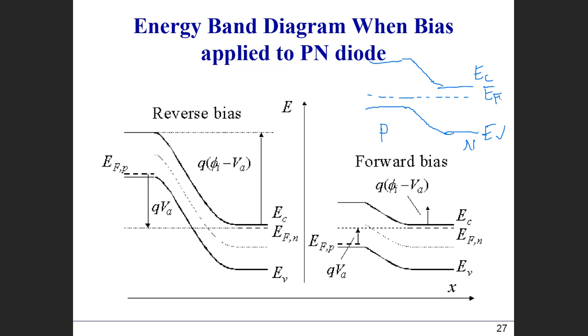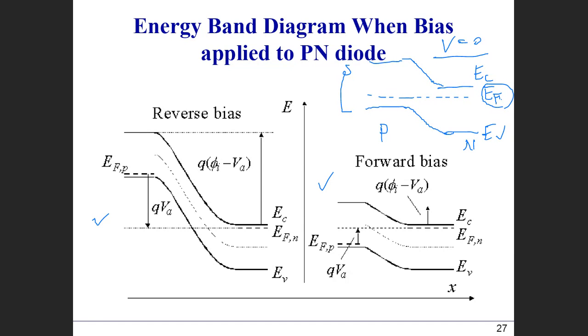So at thermal equilibrium, one of the conditions we can see is that EF is going to be constant throughout the structure. This one we're also going to confirm later in another slide. Thermal equilibrium means that there is no bias applied in this PN junction diode. When you apply a bias, depending on the bias, we're going to have two different energy band diagrams.